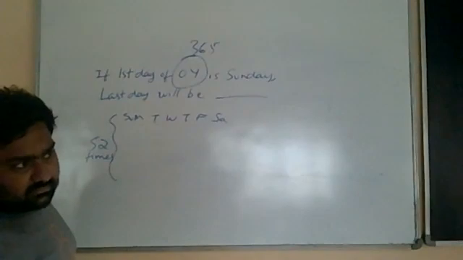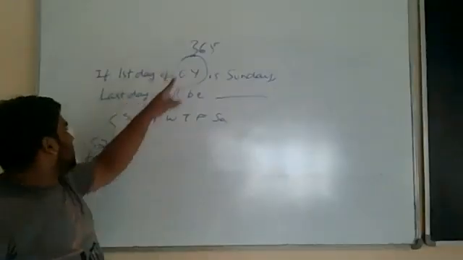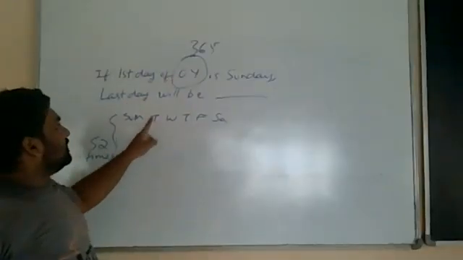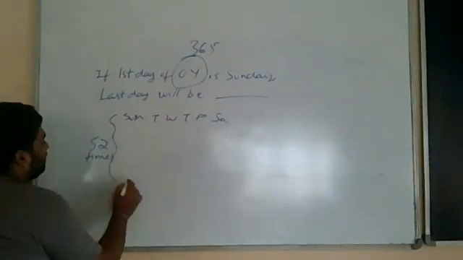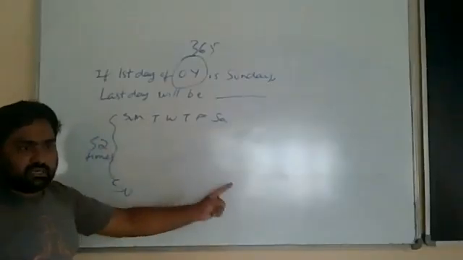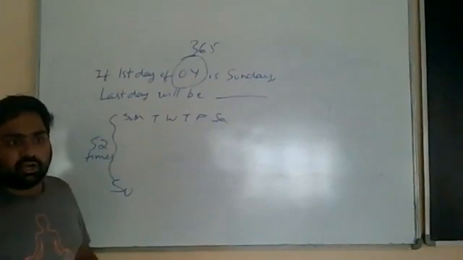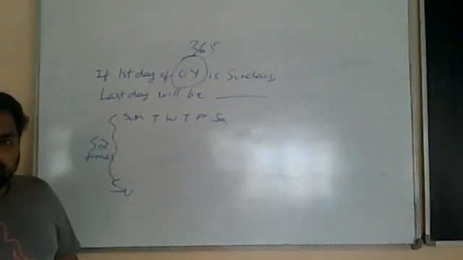Getting this? Yes, sir. So in 365 days, 52 times it has gone like that, which means now one day is remaining. That will be what? Sunday again. Sunday to Saturday, Sunday to Saturday, Sunday to Saturday, 52 times. Next will be what? Again Sunday, right? New week. Correct?